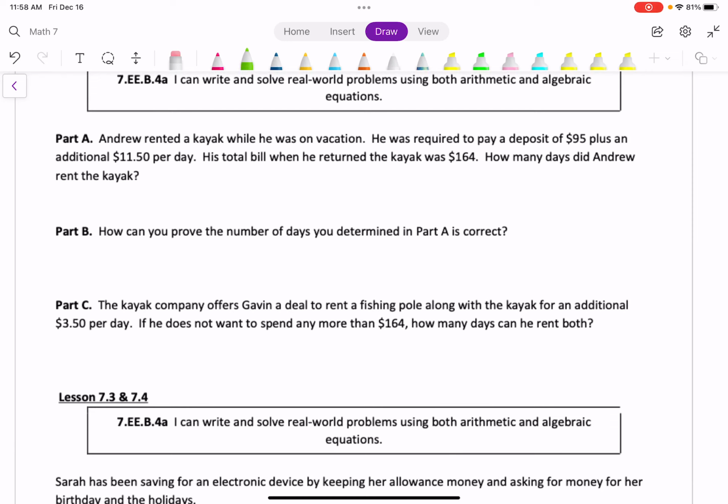Andrew rented a kayak while he was on vacation. He was required to pay a deposit. That's like a one-time fee, plus an additional $11.50 per day. His total bill was $164.